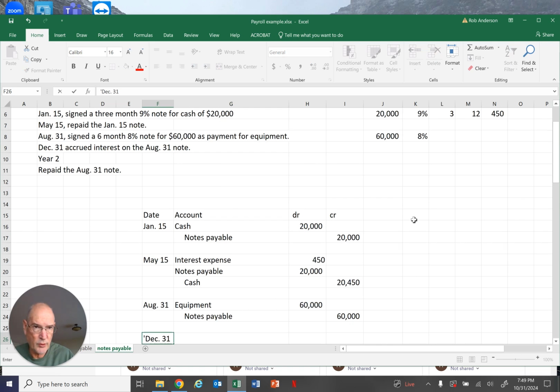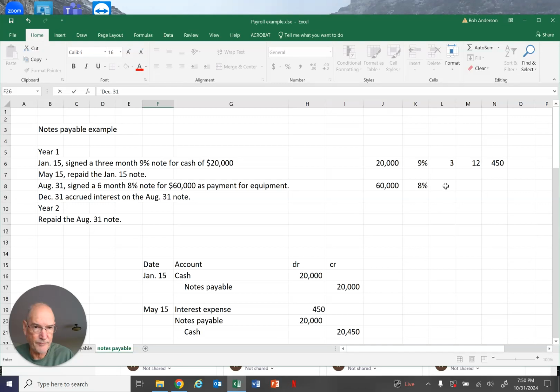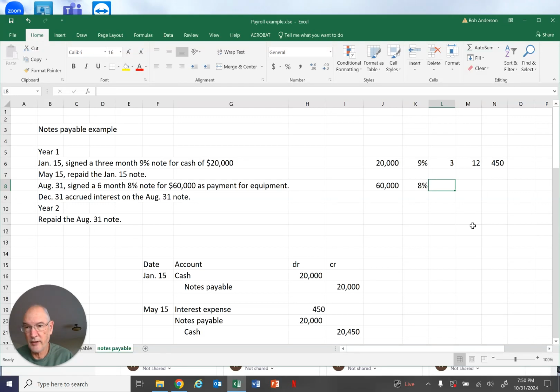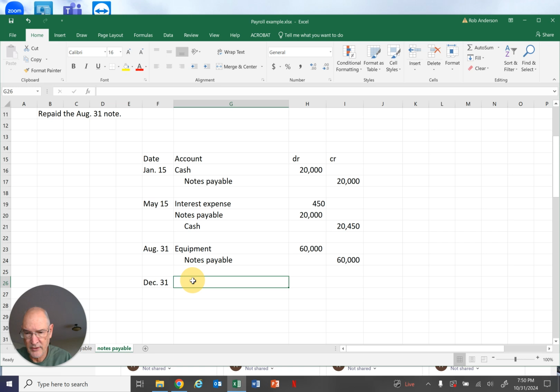So our interest accrual, let's figure out the amount up here. We know that from the end of August to the end of December is 4 months, so we're going to go 4 months out of 12. Now I've got the same formula going, so I'm just going to copy this down to here. And that gives me 60,000 times 8% times 4 months divided by 12 is $1,600. So that's my interest expense.